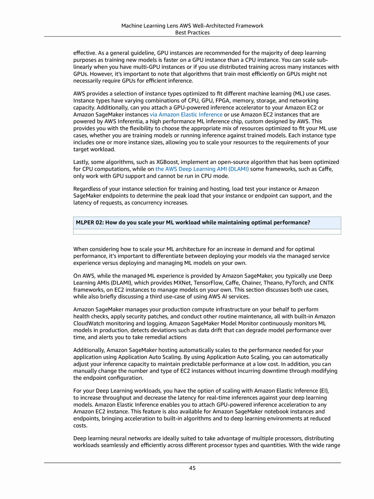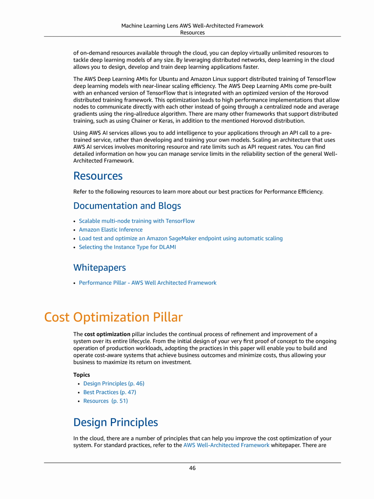Deep learning neural networks are ideally suited to take advantage of multiple processors, distributing workloads seamlessly and efficiently across different processor types and quantities. With a wide range of on-demand resources available through the cloud, you can deploy virtually unlimited resources to tackle deep learning models of any size. By leveraging distributed networks, deep learning in the cloud allows you to design, develop and train deep learning applications faster.